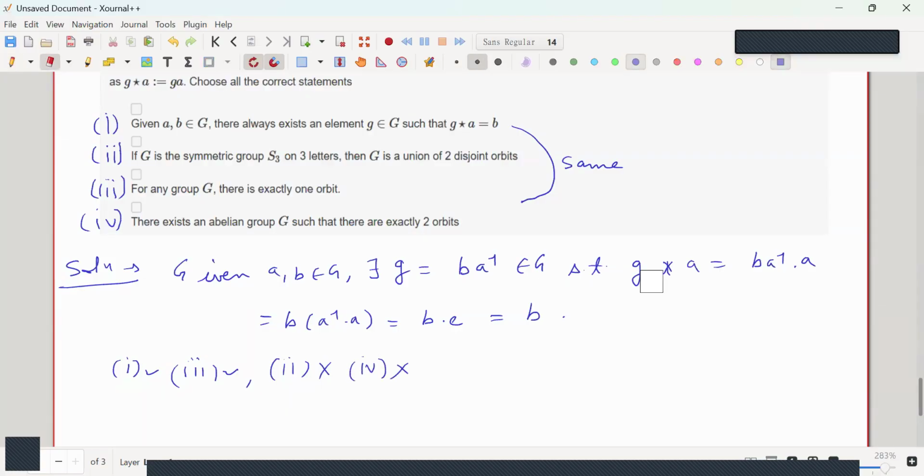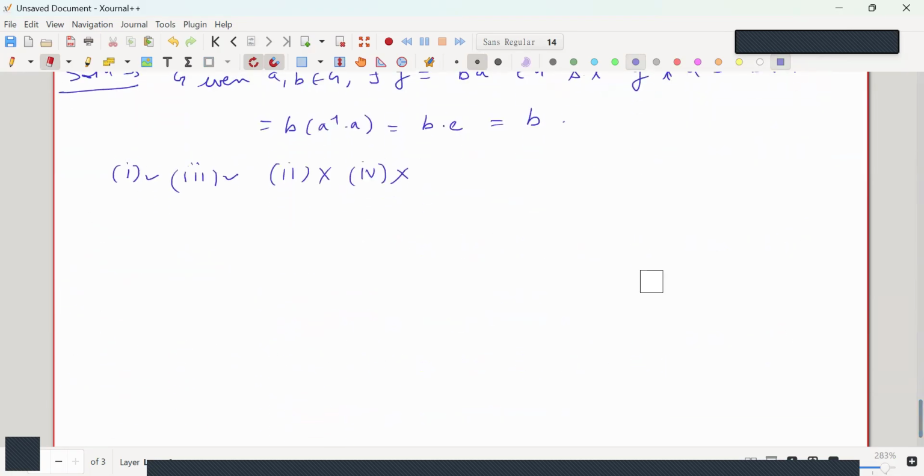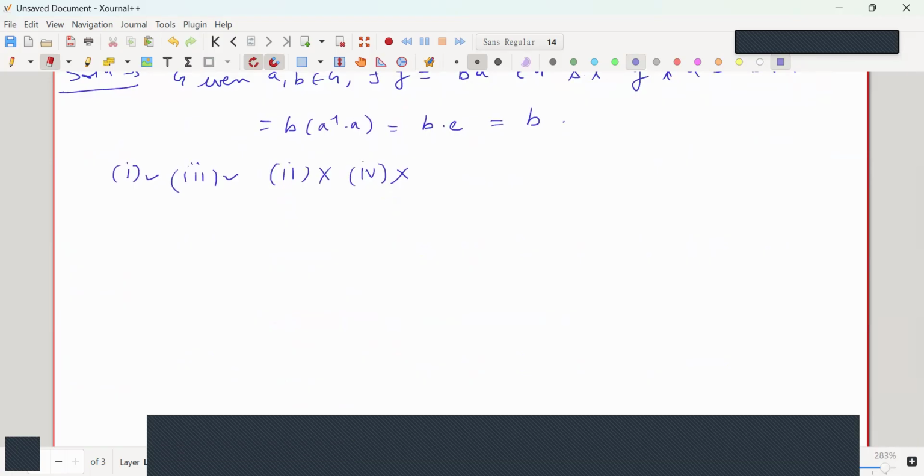Okay. It's a very easy question, I guess. You just need to solve one part, and the other three parts are by default solved.